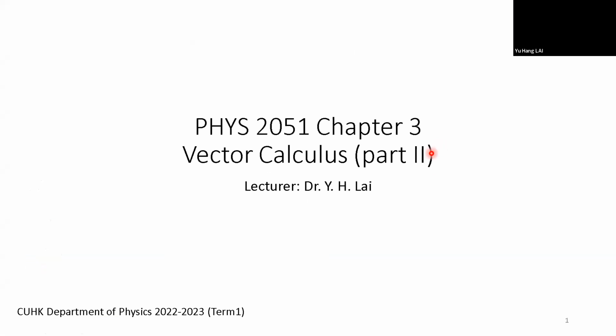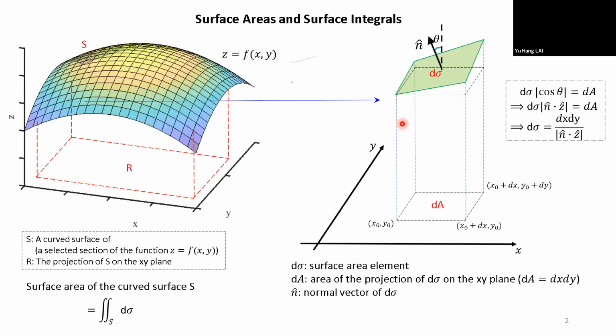So in this part, we'll be talking about vector fields in 3 dimensions. Again, we'll start with the concept of flux. Just now we talked about the flux across a boundary line. What we are going to talk about next is the flux through a curved surface, a curved surface in 3 dimensions. Before we do that, we need to learn how to find surface areas and surface integrals.